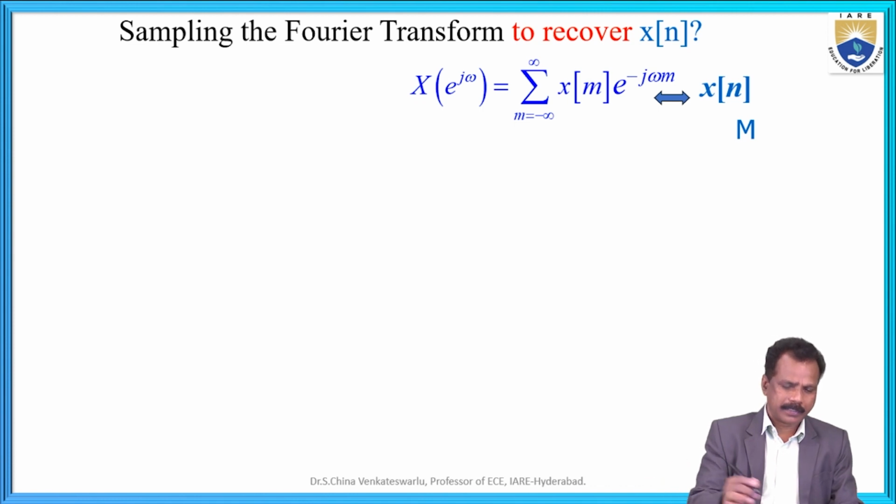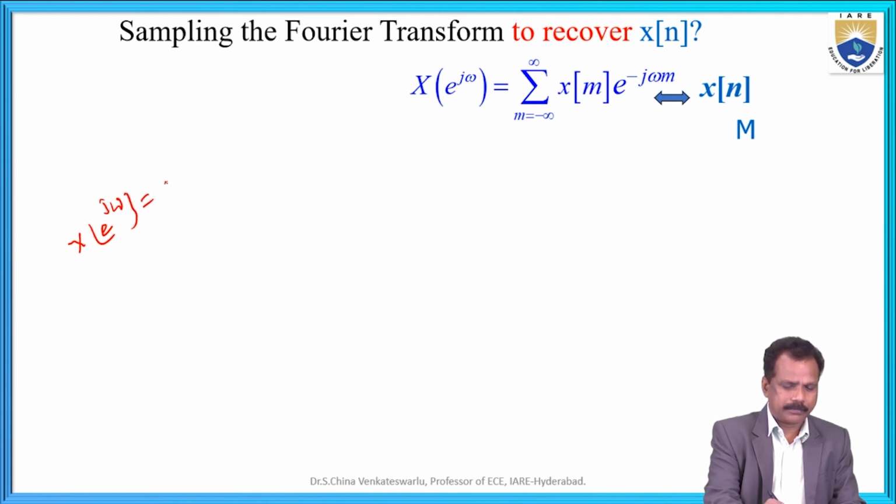How is x of n recovered? Where X of e power j omega is equal to the summation over small m equal to minus infinity to plus infinity of x of m into e power minus j omega m.